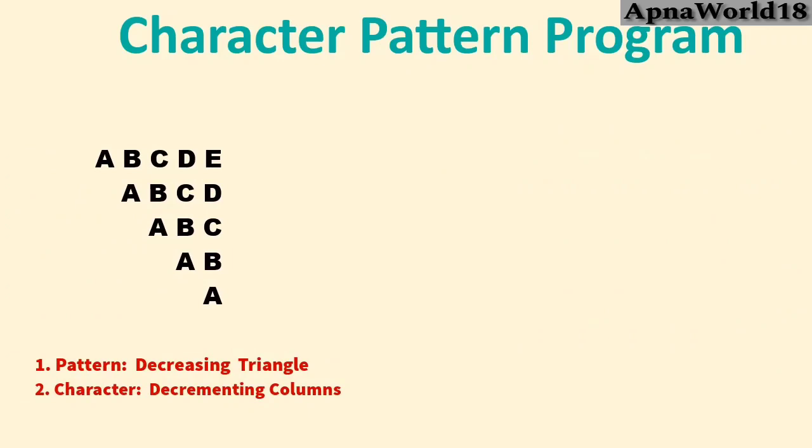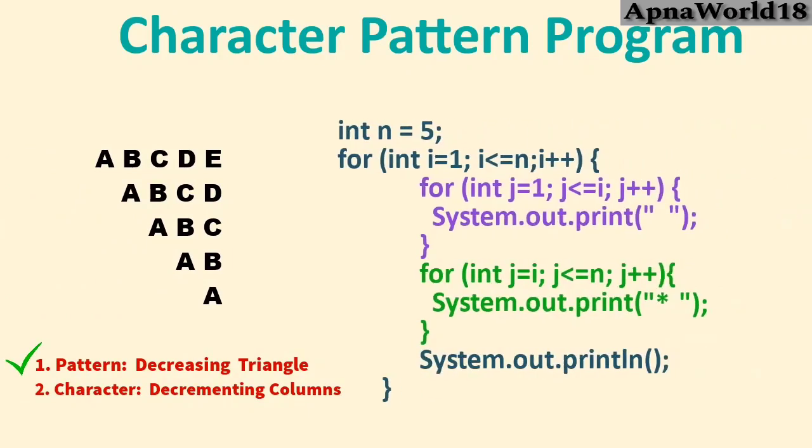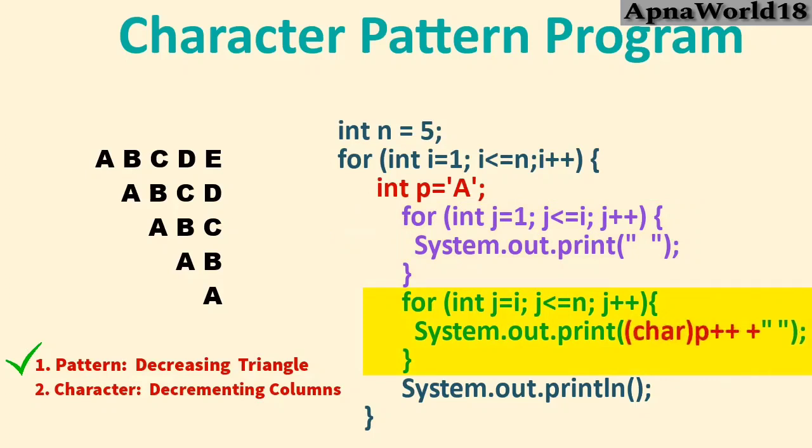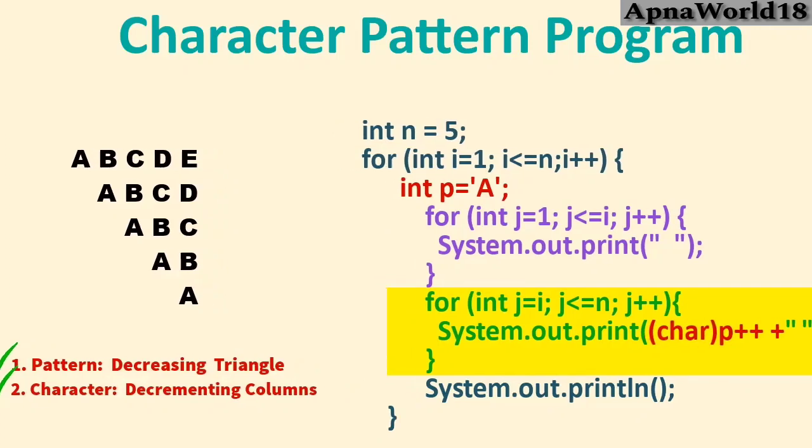Now how does it work for this pattern? Here again, we will get our code for this pattern. We will initialize P to A the moment we enter inside the loop. There is no change in the loop for space. We go to the loop which prints star and instead of star, we will print P++ typecasted to char.